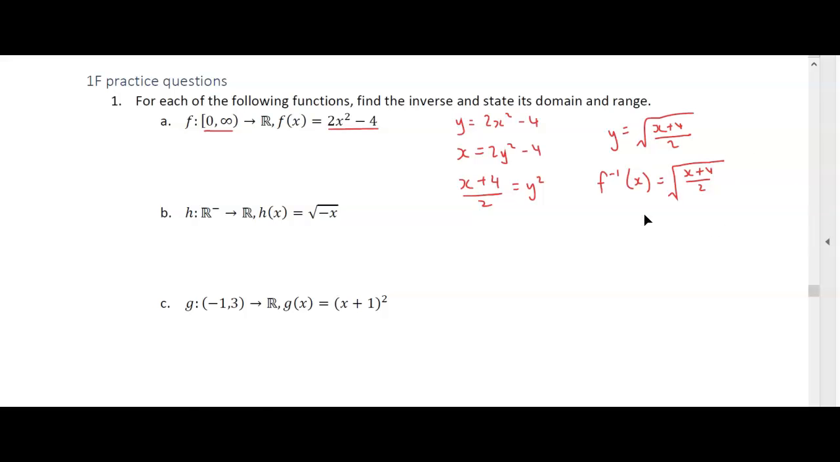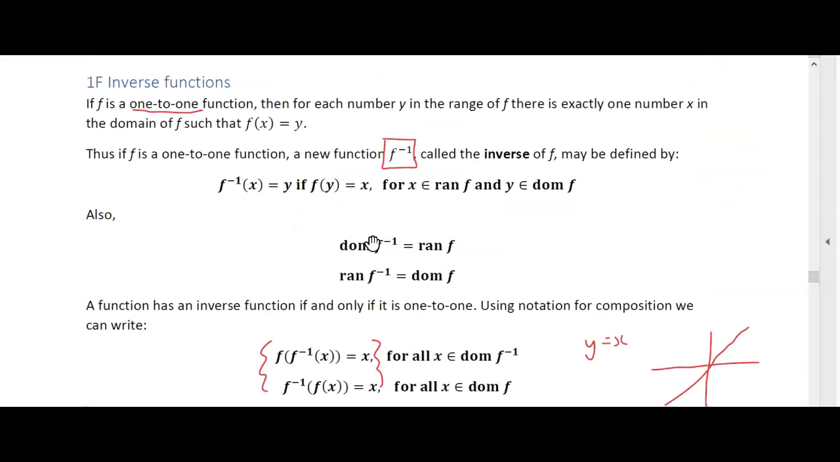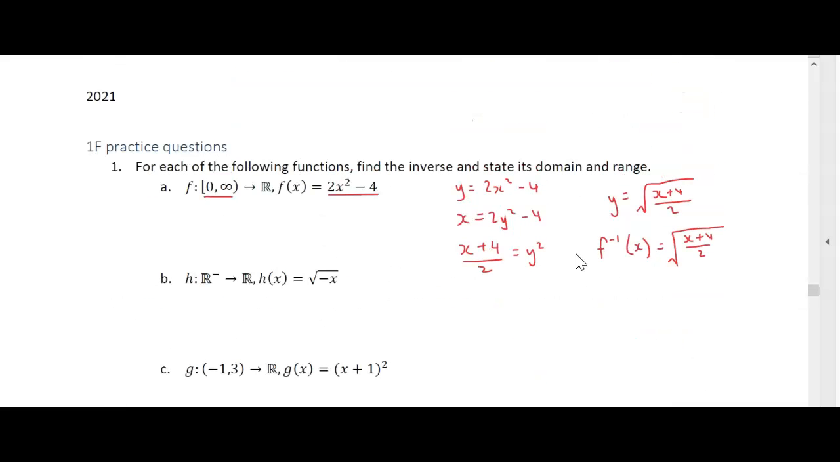Let's go back up here. Remember the domain and the range switch. So we're going to have to find the domain and range of f, and then we will switch them over. The domain of f is 0 to infinity, and for the range, you can actually think of this as a parabola that's been shifted down 4. So we're going from -4 to infinity.